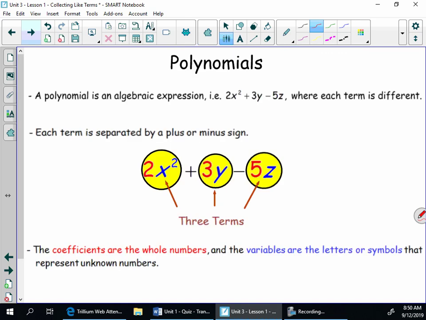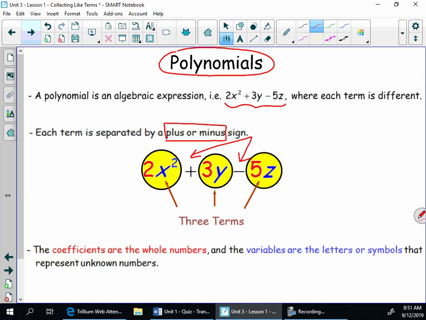Okay, so here's our big idea now. Here's the note part. A polynomial. That's our fancy word for something that has letters and numbers in it. For example, this: 2x squared, 3y, 5z. Each of those things is different, like squares or circles or rectangles. They're different. You can tell how many terms you have because they're all separated by plus or minus signs. So in this case, we have 3 separate terms because there are 2 signs between them.